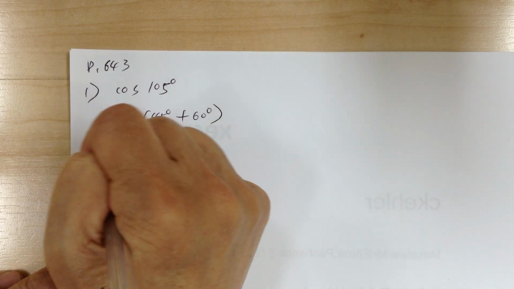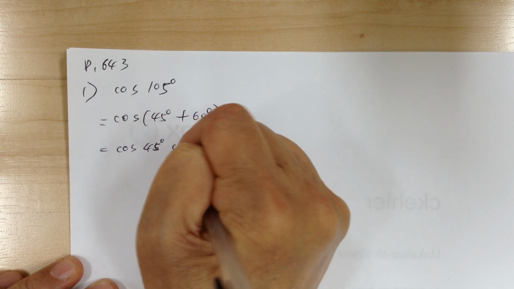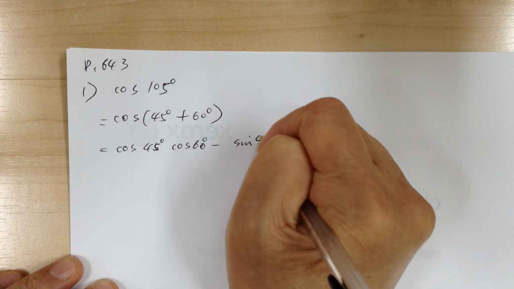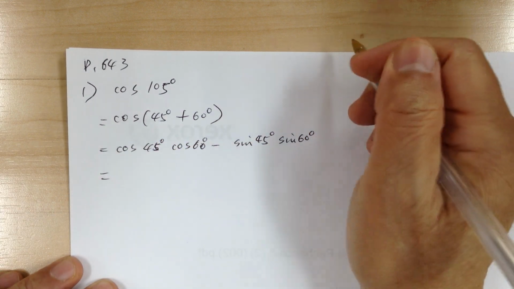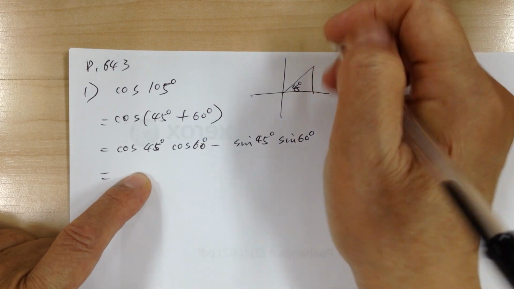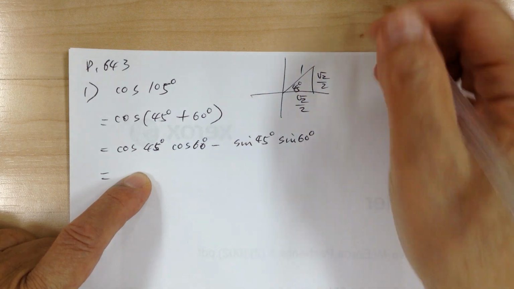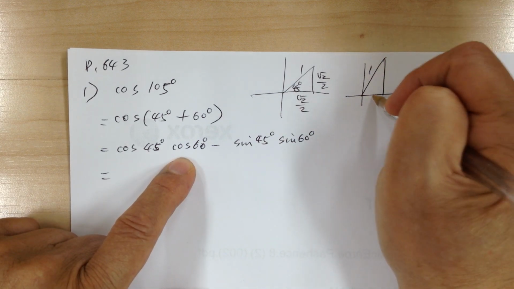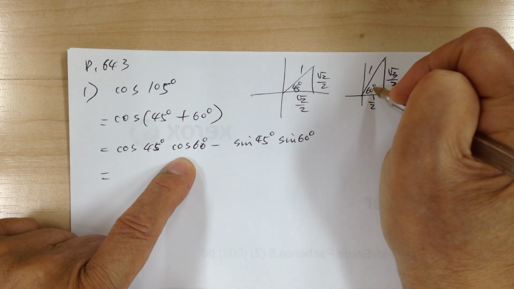Okay, so this will equal cosine of 45 degrees, cosine of 60 degrees, minus sine of 45 degrees, sine of 60 degrees. Okay, then you have to evaluate. So for the 45 degrees triangle, this would be square root of 2 over 2, square root of 2 over 2. Right, that's your special triangle. For the 60 degrees, this would be 1/2, and this would be square root of 3 over 2. Okay, this is for the 60 degrees.